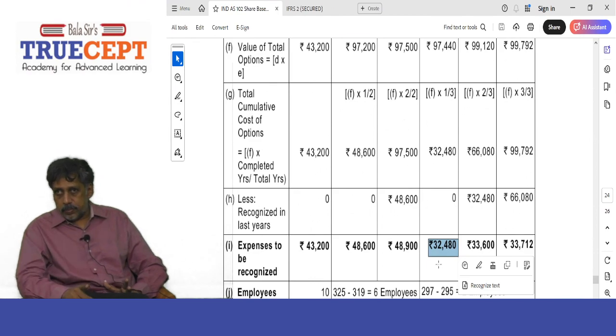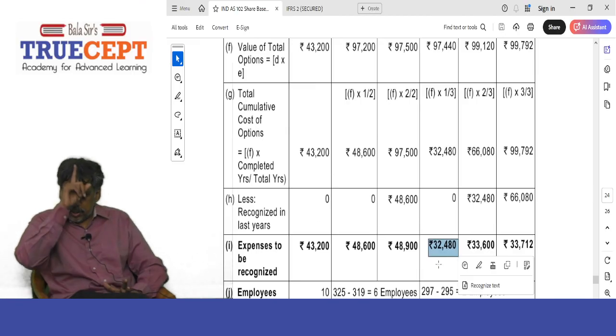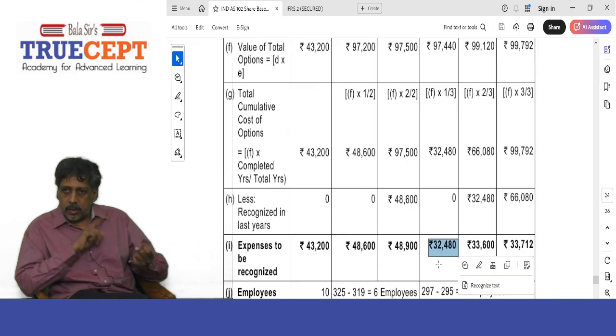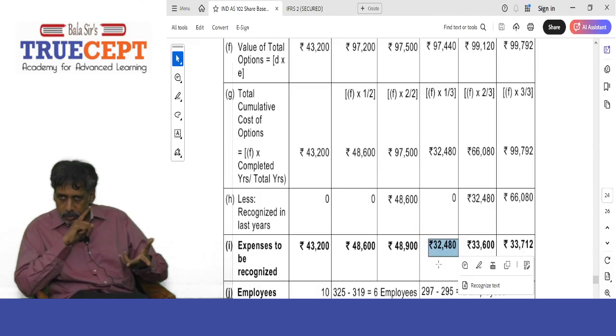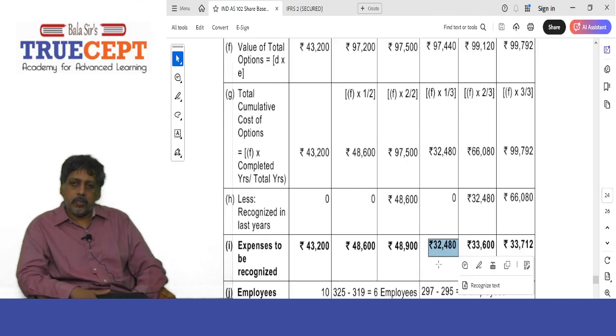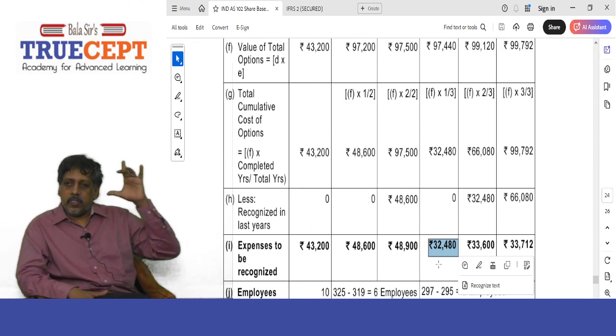Look at only year 1. Now add up all the three numbers. Only year one. Don't look at any other column, any other working. Year one for G1, G2 and G3, all the three. Total how much? 43,200 plus 48,600 plus 32,480. Add up all the three numbers. How much? 1,24,280. That is the amount to be expensed in the first year.